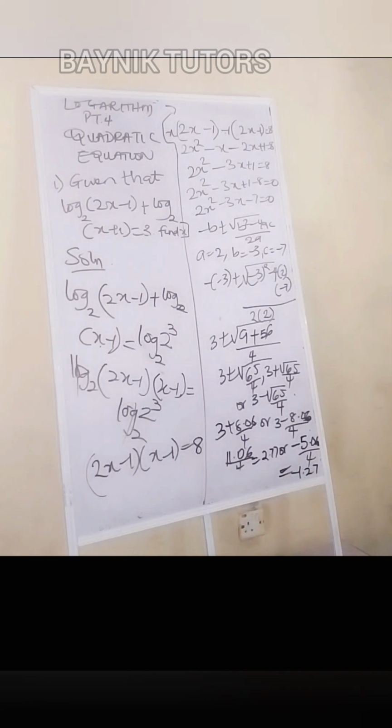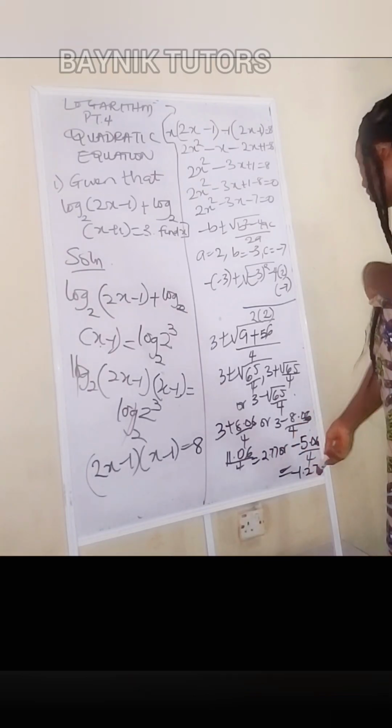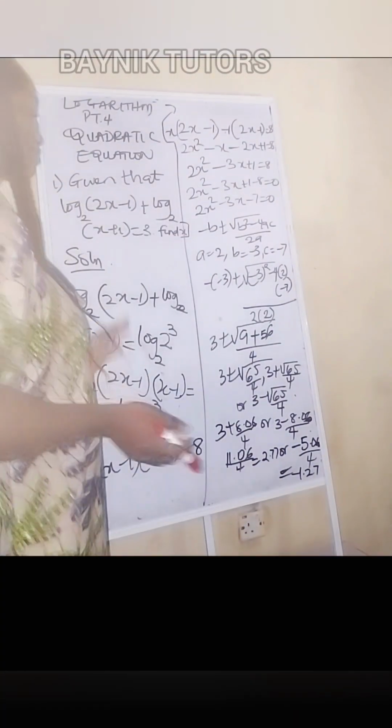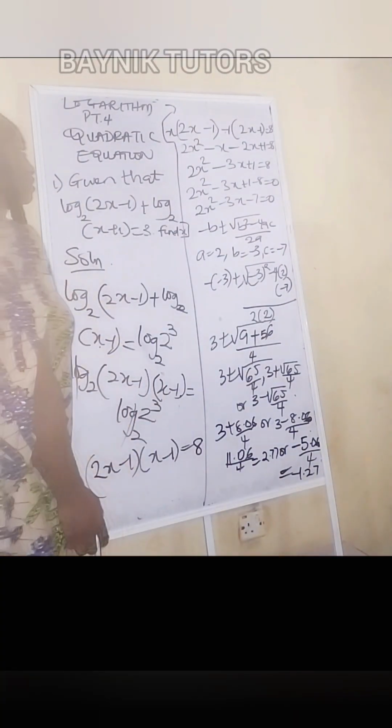So now that is our final answer. So x is either equal to 2.77 or minus 1.27. Do you understand? So that is that about that. So let's quickly move to another one now.